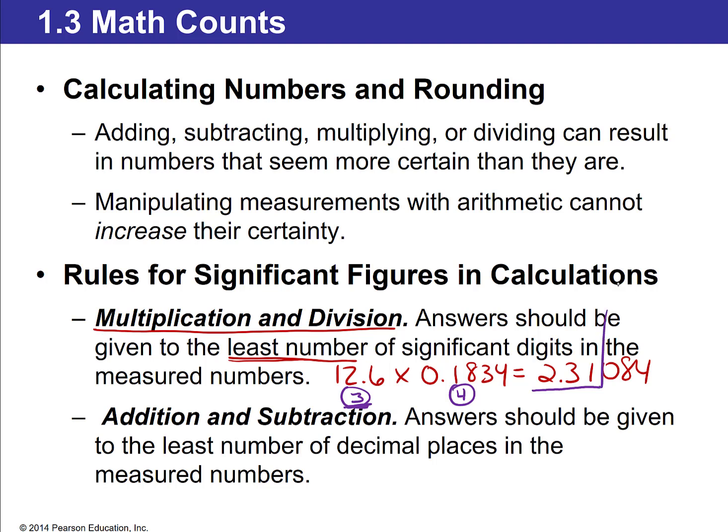So the next number is a 0. So what do you do? You just drop it, right? So anything that's under 5, you would drop those numbers off. So these, I just leave them off. My answer would be 2.31. I have 3 significant figures in my number because 12.6 has 3 significant figures in the problem.